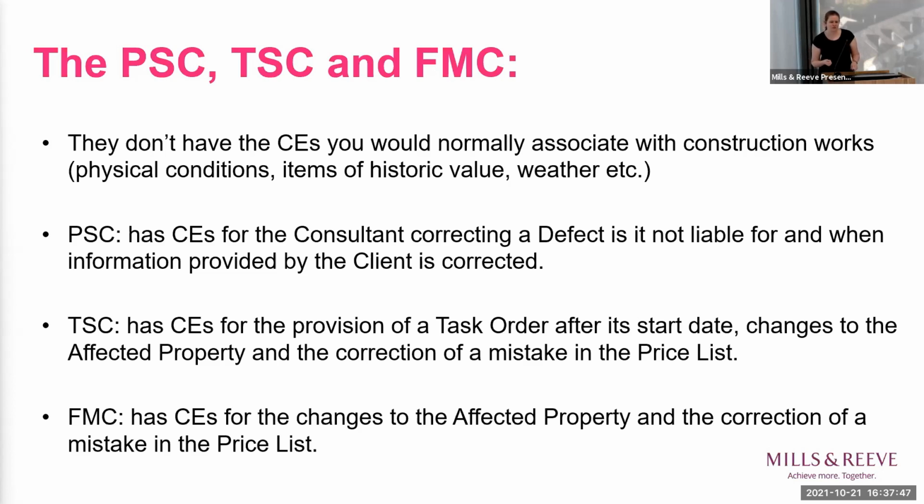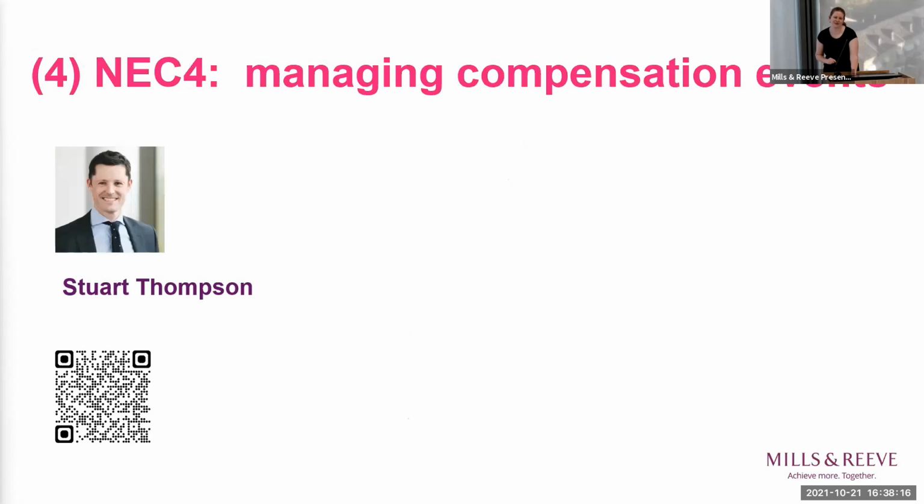When information is corrected, because the first lot provided by the client was incorrect. So you're thinking for the PSC, it's information. For the term services contract, it's a price list. And for the facilities management contract, again, it's a price list. But if that needs to be corrected, it's a compensation event against all of them. Alex has also mentioned task orders and affected properties, and these things again come through as compensation events. So now handing over to Stuart, who's very kindly going to explain the managing process of the compensation events.